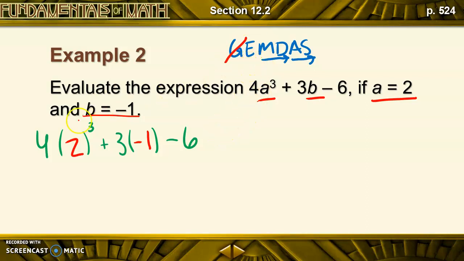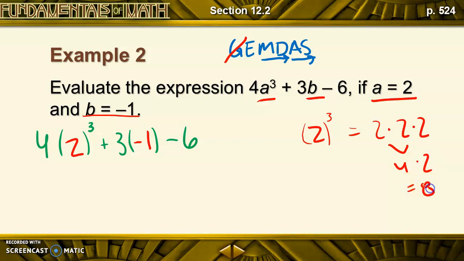Do we have any exponents? Yes, we do have an exponent. So I need to apply what is 2 cubed. Well, 2 cubed is the same thing as 2 times itself 3 times, which is the same thing as 4 times 2, which is the same thing as 8.